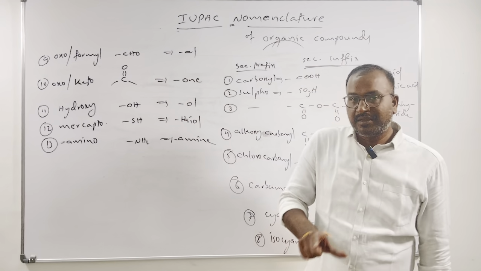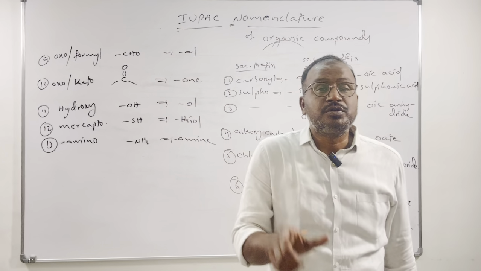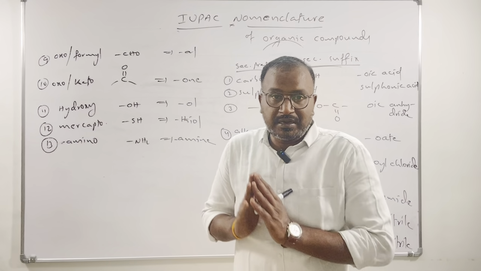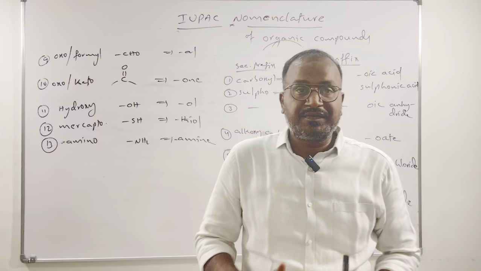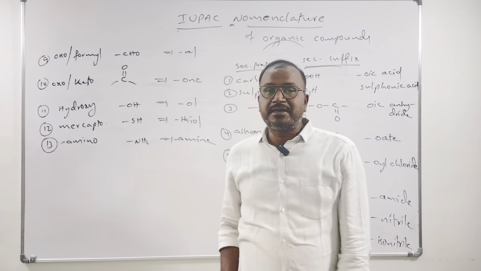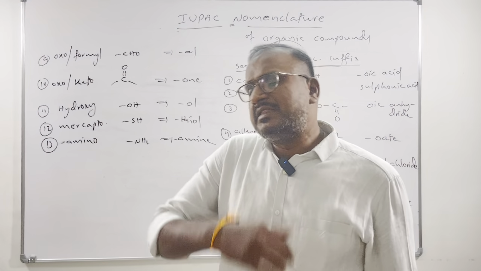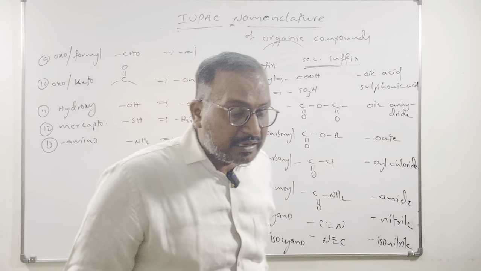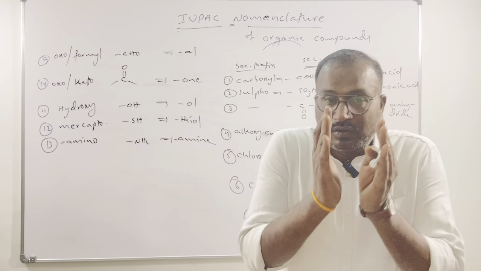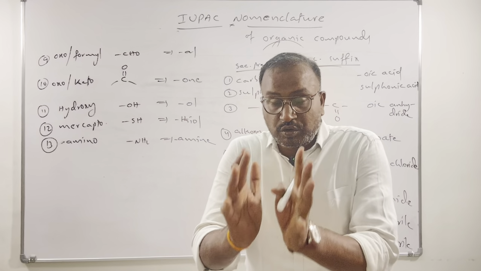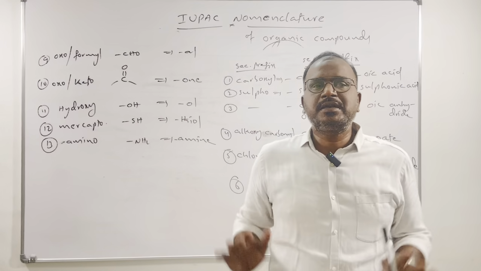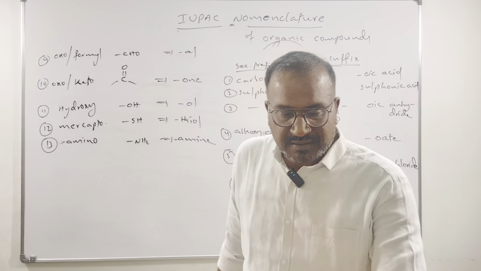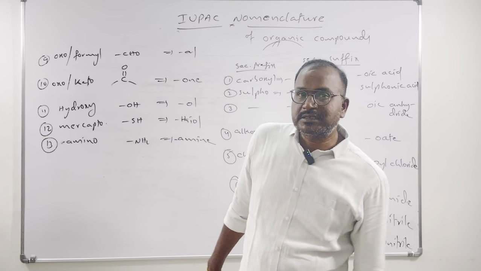By seeing the name, by seeing the structure, the name should be divided into that. This part comes under root word, this part comes under primary prefix, this part comes under primary suffix, this is secondary prefix, this is secondary suffix. If you categorize, then you can easily write the name. So once again, to write the IUPAC name, first you have to categorize the parts present in the organic structure: what is root word, primary prefix, primary suffix, secondary suffix, secondary prefix.